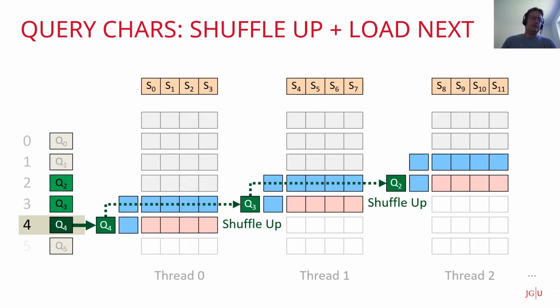Now that all values the current computation depends on have been set up, we now need to make sure that each thread has the correct query character. So the query character that thread 1 needs in the current iteration is the one that thread 0 needed in the previous iteration. So we use a warp shuffle up to communicate the query characters from threads with a lower ID to threads with a higher ID. And only the first thread has to load a new query character.